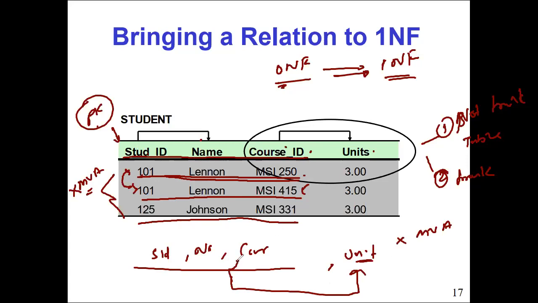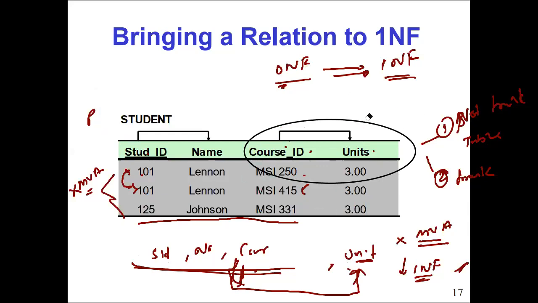Units is depending on course ID. So you can say there are no multi-value attributes, so this is 1NF, but not 2NF. Right? So we are only talking about 0 to 1. Okay, that is the first method. It means not breaking the table.